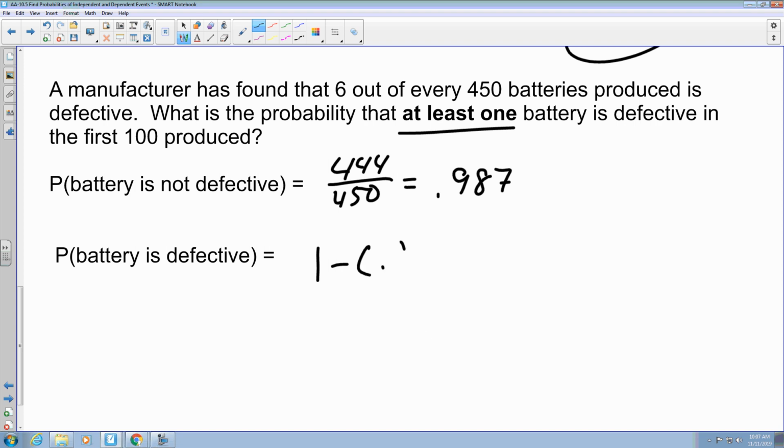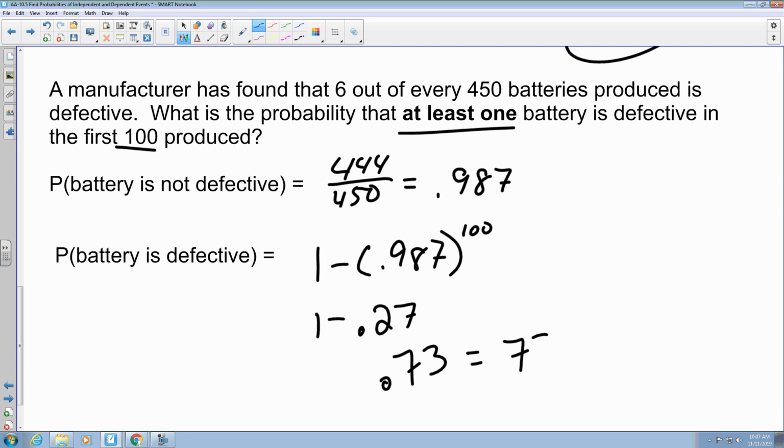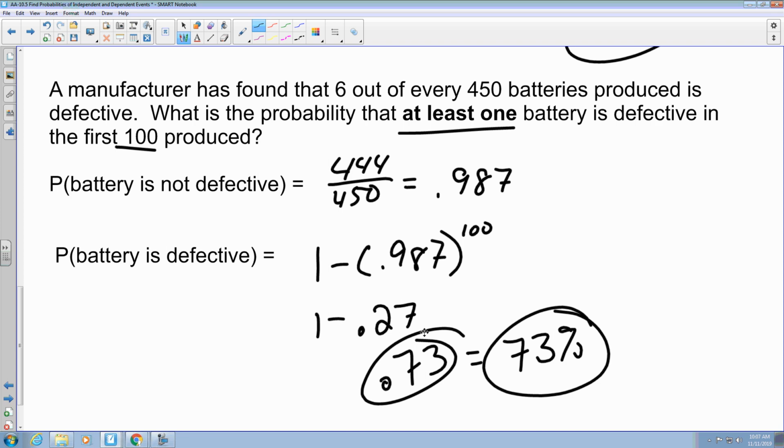In this case, it's 0.987, and you're going to raise that to the 100th power because you're trying to figure out the first 100. So 0.987 raised to the 100 power is 0.27. So I got 1 minus 0.27, so that I get about 0.73, or a 73% chance of at least one being defective in the first 100 produced.